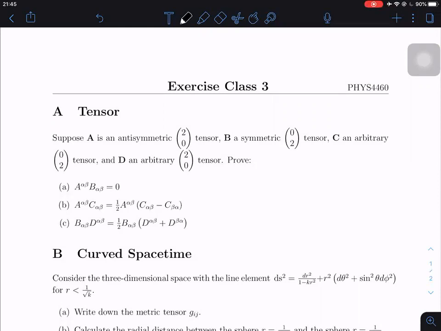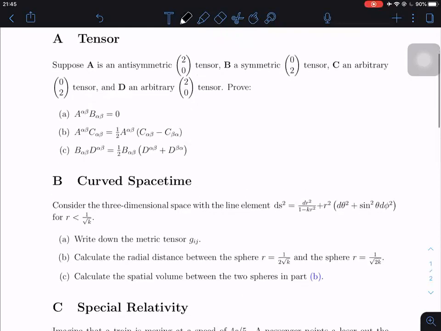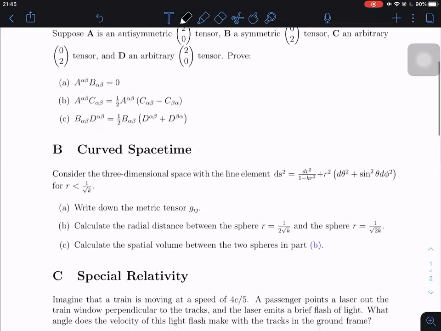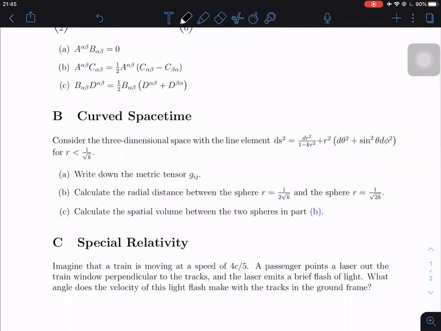In this exercise class, we are going to cover 3 types of questions, including tensors, some metric or physics in curved space-time, and also one question about special relativity.